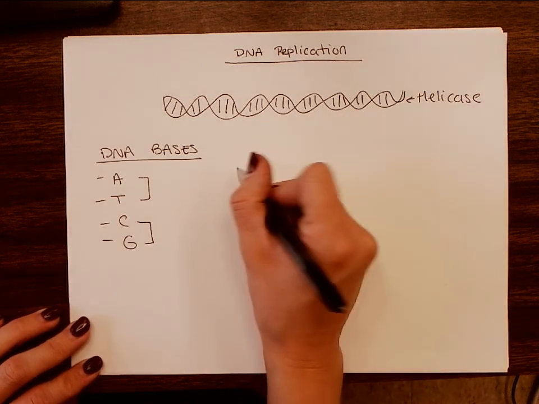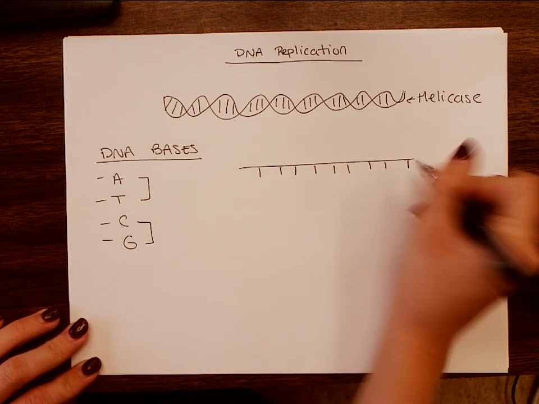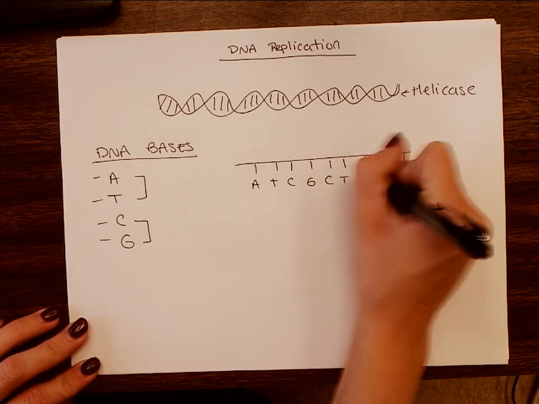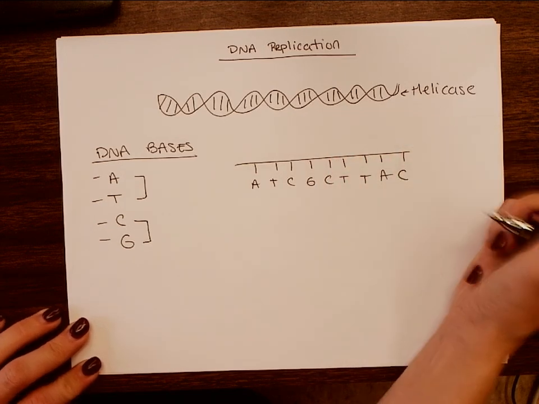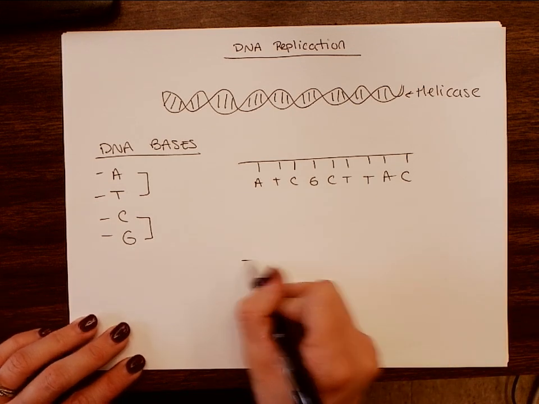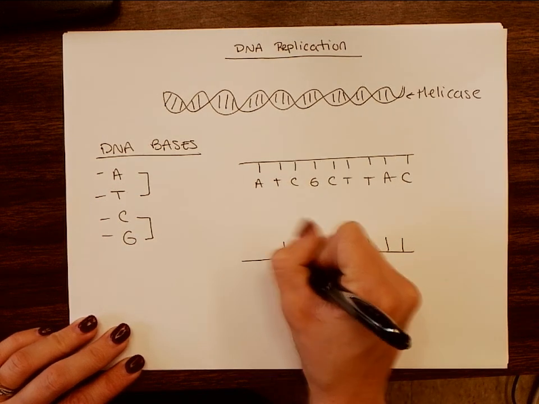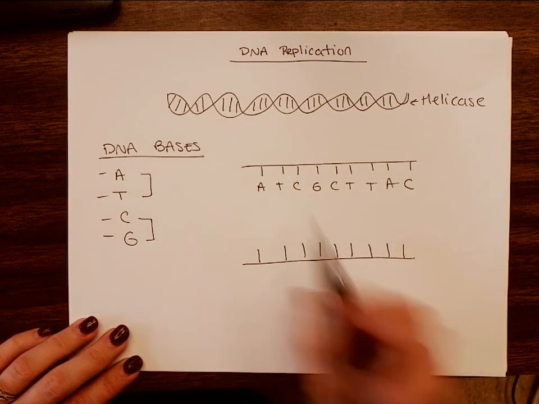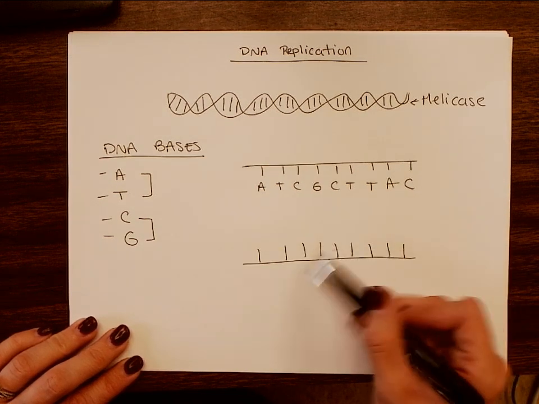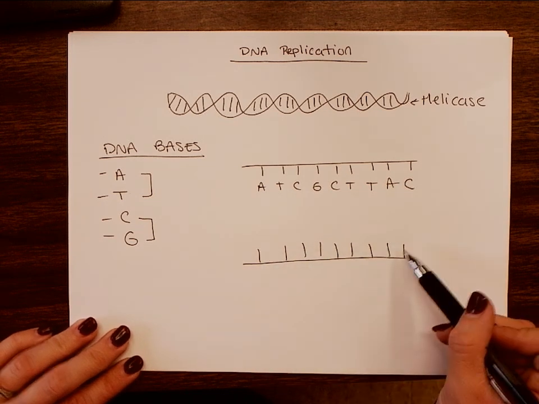When we have these 2 strands, if we just kind of straighten it out, if we have A, T, C, G, C, T, T, A, C, and I'm just making these letters up so we can see what this looks like. On one side, the letters are going to be exposed, and then we are going to see the complementary base pair on the opposite side of this DNA strand.